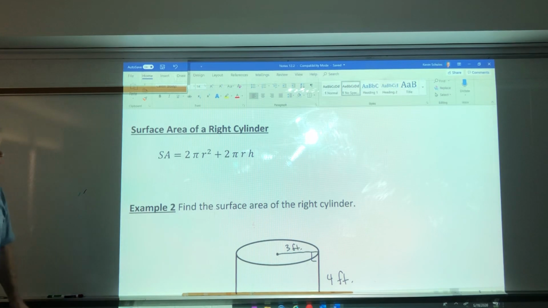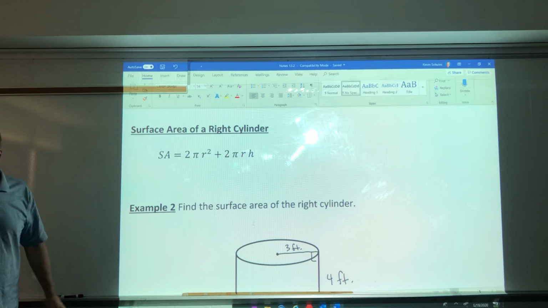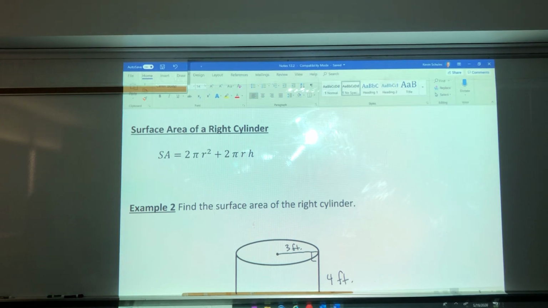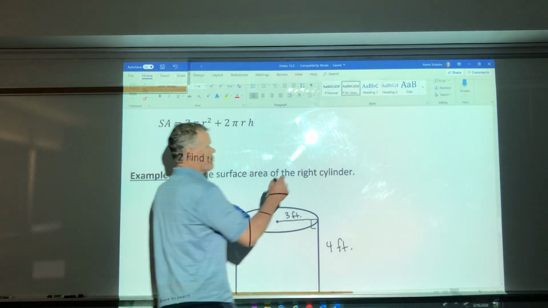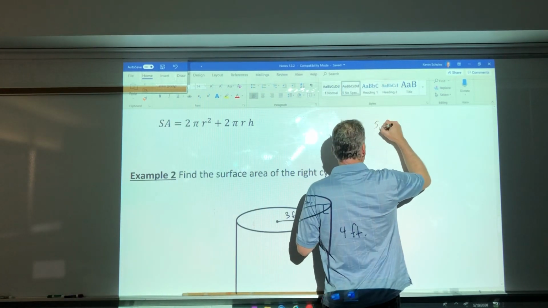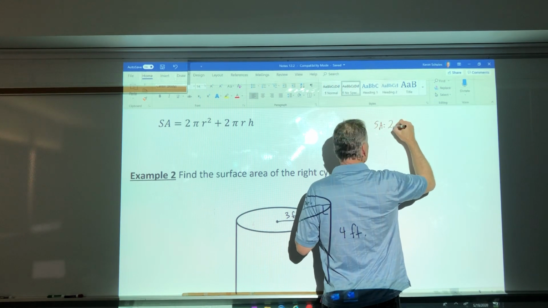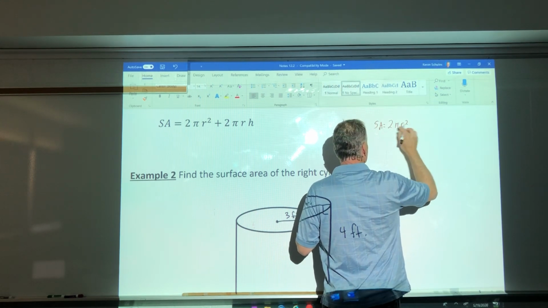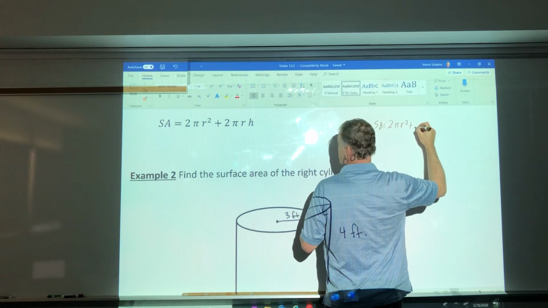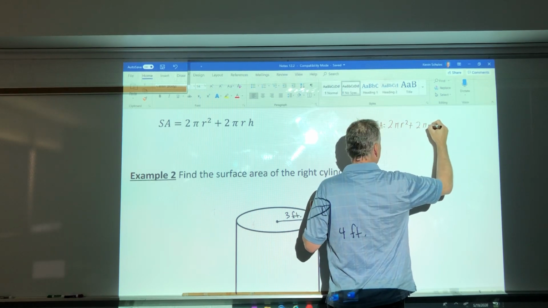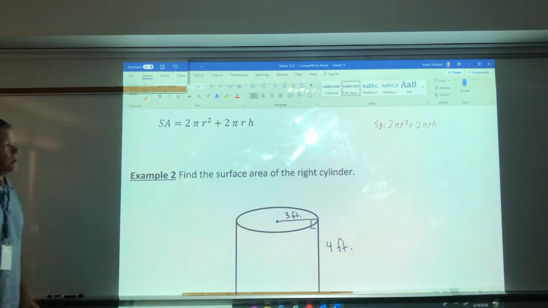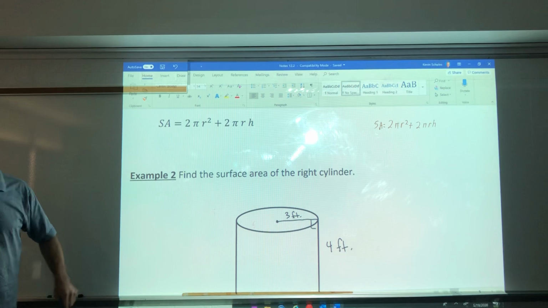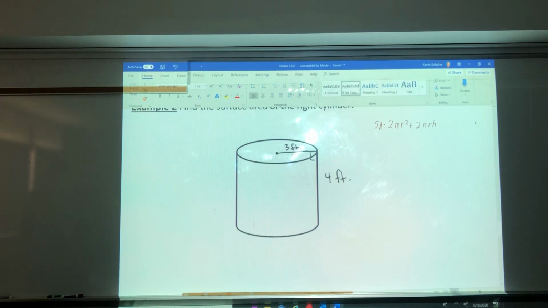So if we would find the surface area of a right cylinder, the surface area is going to be 2 times pi times radius squared. And I'm going to rewrite that over here. Surface area is going to equal 2 times pi times radius squared, which is really the area of the circle, plus 2 times pi times radius times height. Okay, so we're going to look at that formula.